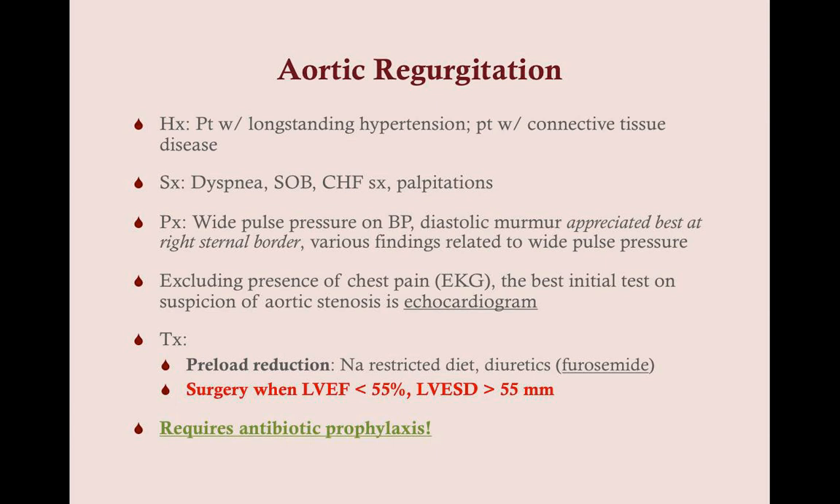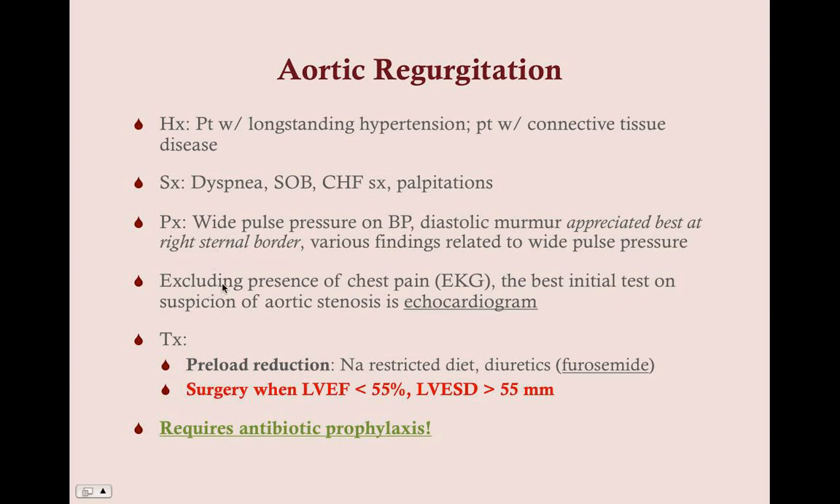Then you'll hear a diastolic murmur at the right sternal border, like any aortic murmur. And then, of course, you may see the various findings related to wide pulse pressure. Like I said, it's most important to know this for the USMLE; you're not going to really see this that much in real life. You'll see far more aortic regurg patients without them than with these wide pulse pressure symptoms. But you will see wide pulse pressure on their vitals, and then that diastolic murmur at the right sternal border. Those are two things that you will see in real life, and you should remember for the USMLE.